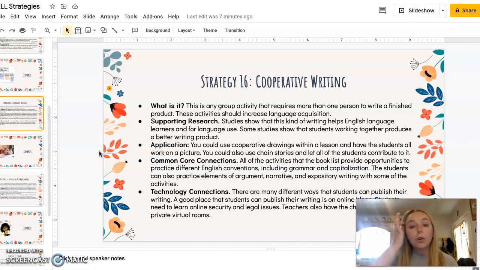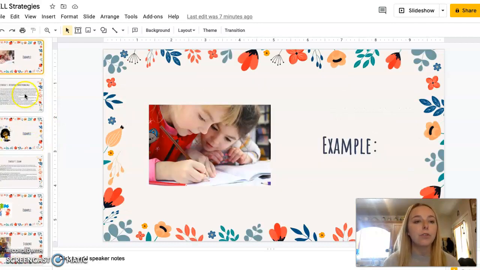For the Common Core, it definitely incorporates that they can also practice elements of argument, narrative, and expository writing. So that goes in with the Common Core standards. And for technology, they can always publish their work. They can publish in online blogs, and teachers could also use this to create private virtual rooms just for their students. Here's an example picture of that.